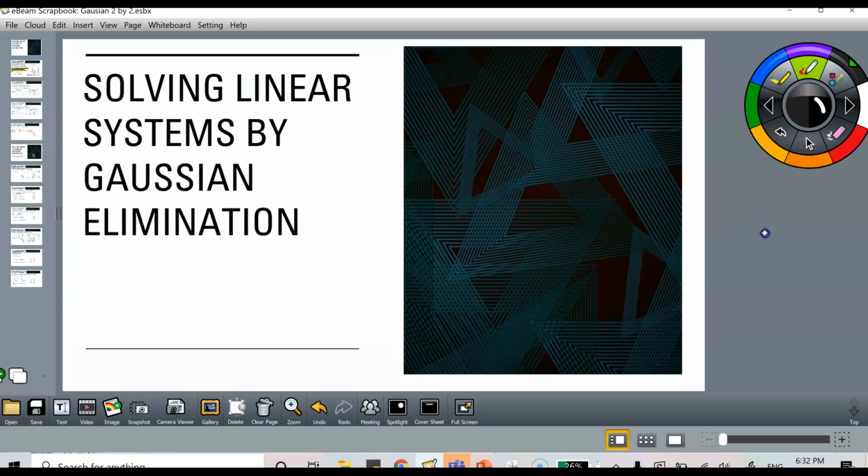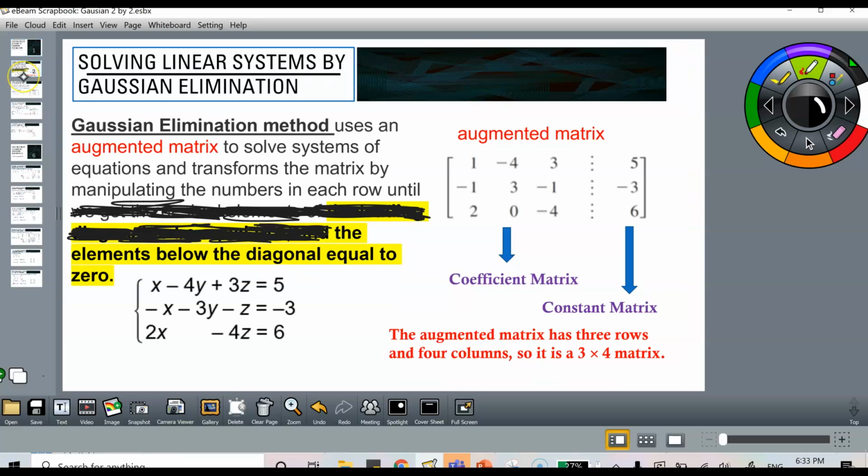So in this video, we're going to solve systems of equations again, but using a different method, which is Gaussian elimination. So basically, it is an elimination method, but for the Gaussian method, we're dealing with a matrix to solve the system of equations. Okay? So first, some concepts.